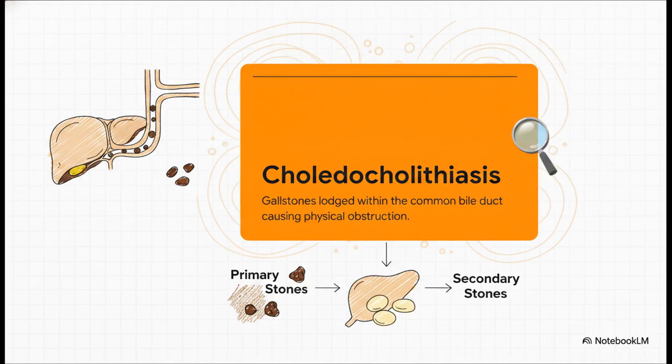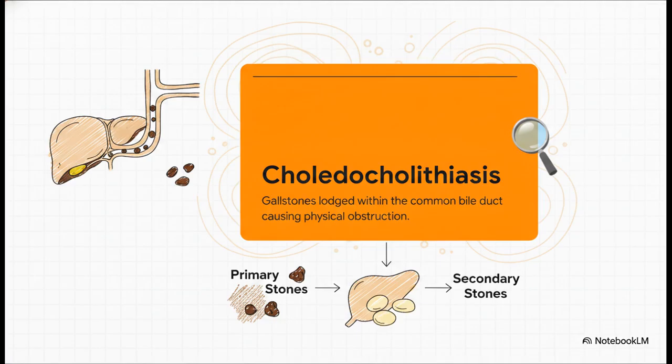Primary stones are usually brown pigment stones that form right there within the bile ducts, usually due to stasis or an infection. Secondary stones, however, are usually cholesterol stones that formed up in the gallbladder and just migrated their way down into the duct. In developed countries, over 85% of these are those secondary cholesterol stones.